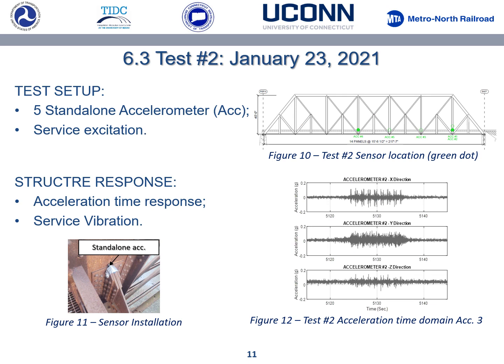Test 2, January 23, 2021. For this particular test, we use 5 standalone accelerometers, and figure 10 shows the sensor locations. Before we used the standalone accelerometers, we calibrated them. We made sure that the results were acceptable. And we place them on the vertical post, between the vertical post and the floor beam, as shown in figure 11.